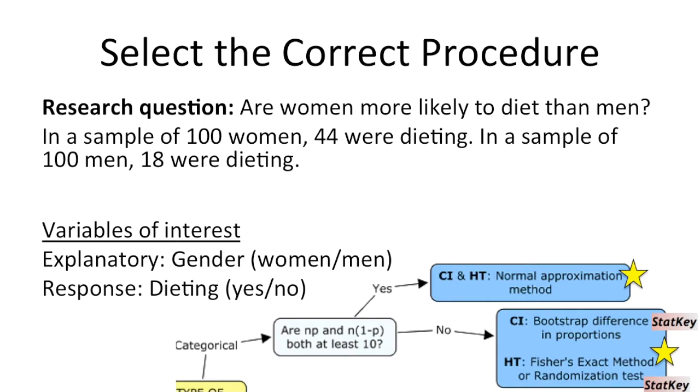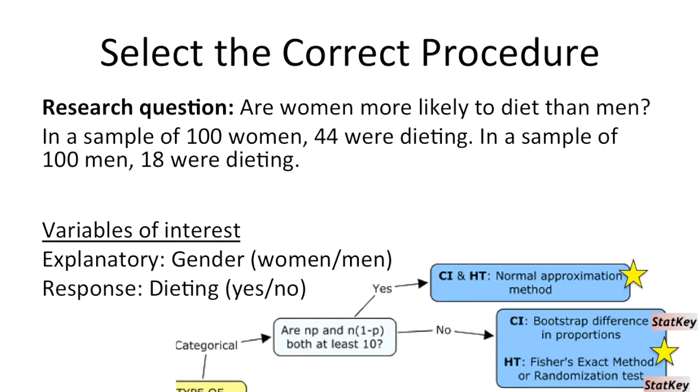The question we need to ask now: are n times p and n times 1 minus p both at least 10? So we have to look at both groups, and in both the sample of women and the sample of men, n times p and n times 1 minus p must both be at least 10. For women, out of 100, 44 were dieting, so n times p equals 44. N times 1 minus p is the number of women who were not dieting, so 100 minus 44, which equals 56. So 44 and 56 are both at least 10.